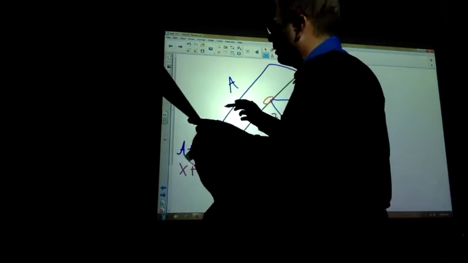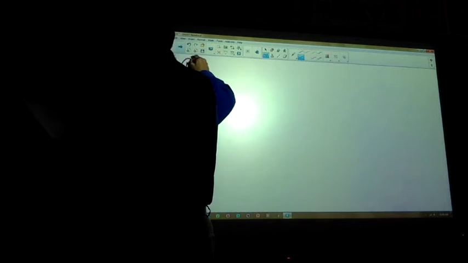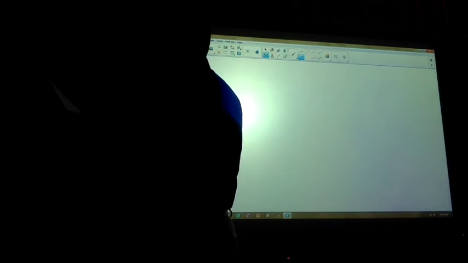Which one do you want to see? 14A or B? 14A or B? Neither? Sweet. Yes?